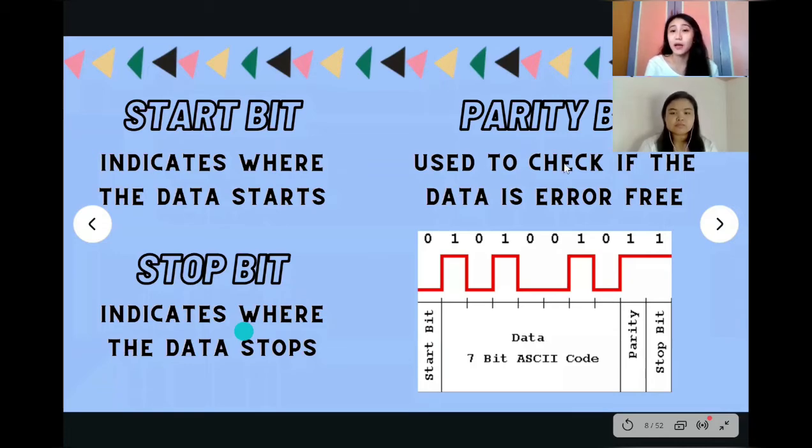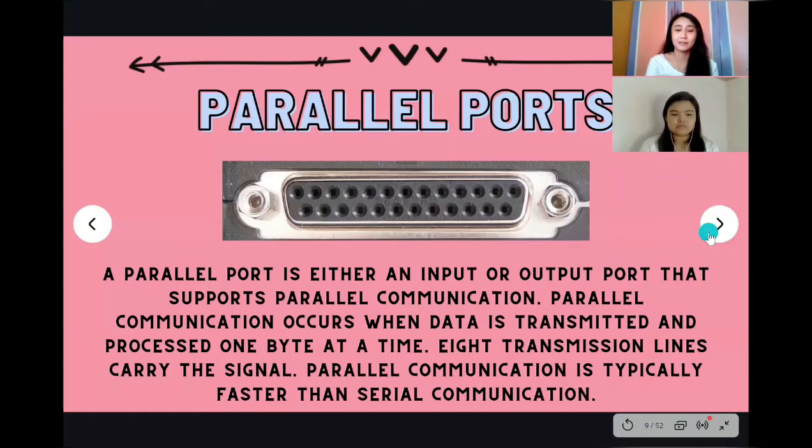Tapos, meron din tayong parity bit. It is used to check if the data is error-free. So, makikita niyo dito sa picture sa baba. Bago mag-start, syempre, nasa 0. Tapos, kapag start bit, syempre, magwa-1 siya. Tapos, magta-transfer yan ng data dito. Tapos, bago siya dumating sa stop bit, meron munang parity bit. Yung parity bit, dyan niya i-check kung tama ba lahat ng data na transmit. Tapos, kapag tama, magpo-proceed na yan sa stop bit. Next.